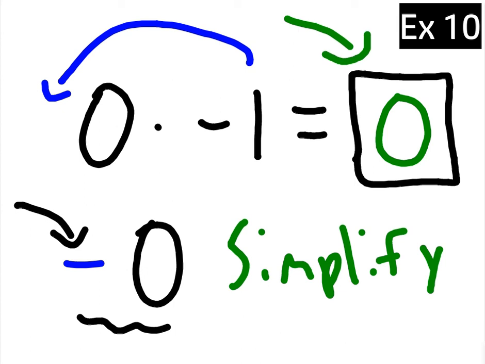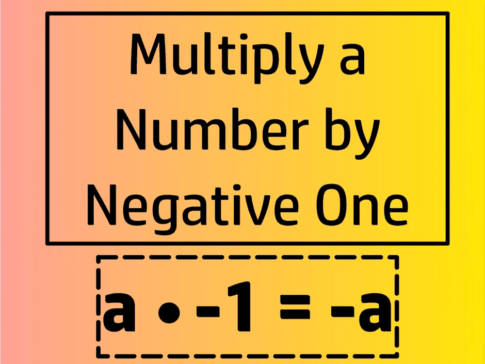So that's it for this lesson. Again, it was titled Multiplying by a Negative Number, or Multiplying a Number by Negative 1, and you end up with negative a.